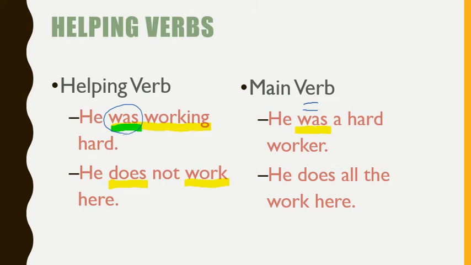In the sentence on the right, you have he does all the work here. That's the only verb. So in this case, the action verb on the right side is the do verb. He does or doesn't. That's the action. In the left hand side, it's not about the do or the does. It's about the work. That's the main verb. And the does is only a helping verb for that main action verb.